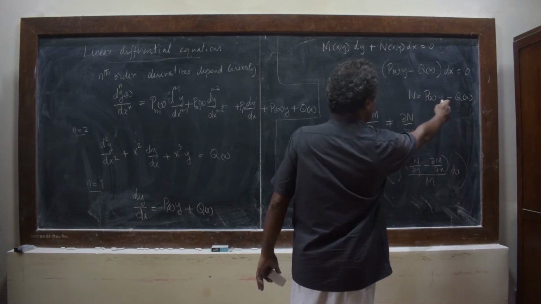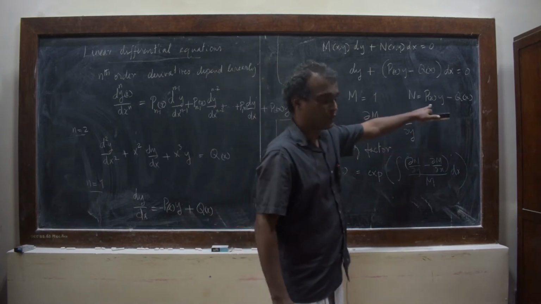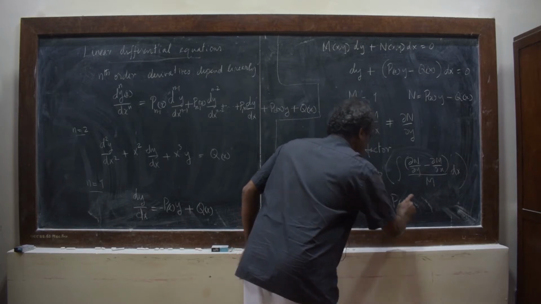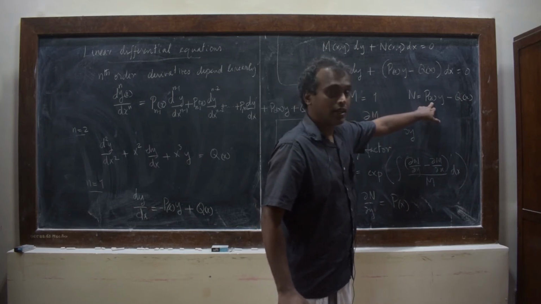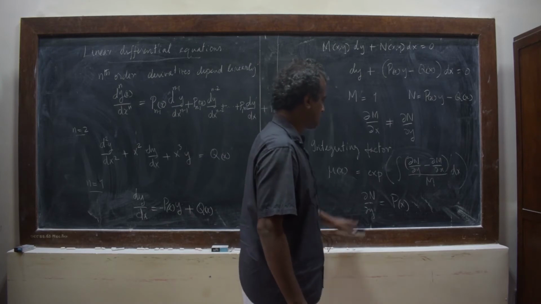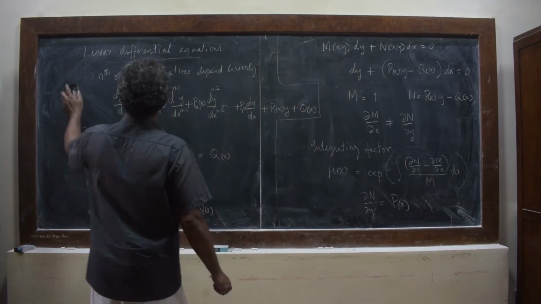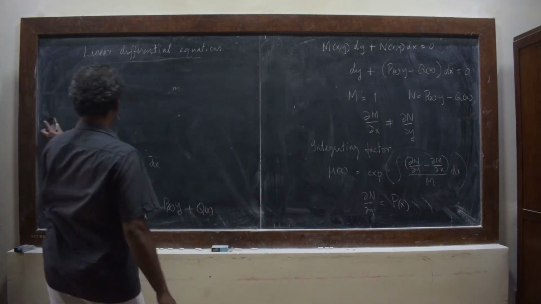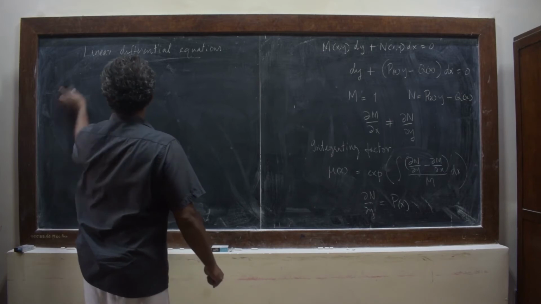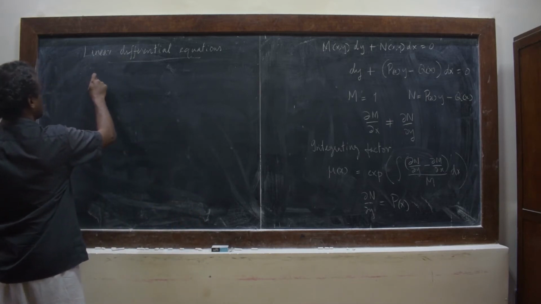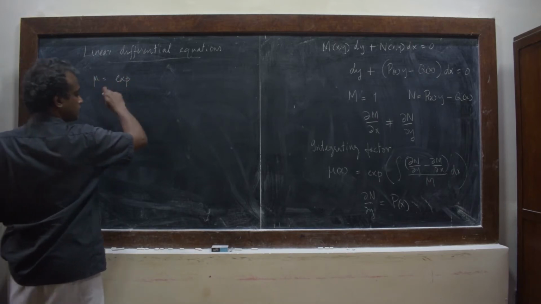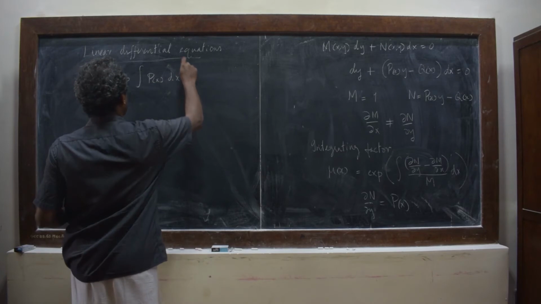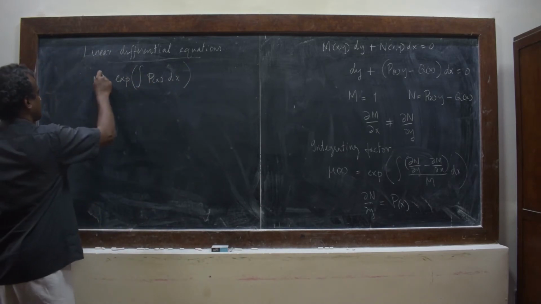N, as it is seen, depends on y linearly, and p of x is the coefficient. Hence, if I find del n over del y, we can easily notice that that is going to be p of x. Thus, the integrating factor in this case takes the form e to the integral of p of x dx, which is a function of x alone.